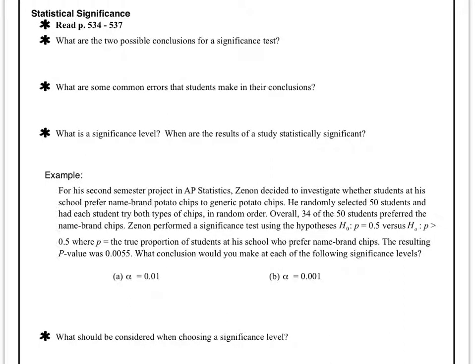The next thing that we need to talk about is what makes something statistically significant and what are the two possible conclusions for our significance test. Okay, there are two possible conclusions. If our probability is small enough, that means our results are statistically significant and we are going to reject the null. Okay, if our results are not statistically significant, meaning that we don't have a probability low enough, then we are going to fail to reject the null.